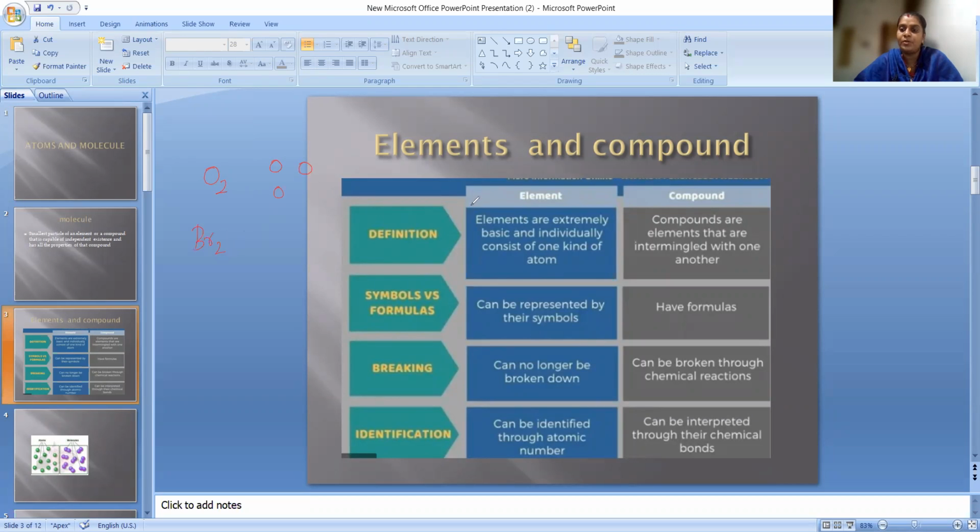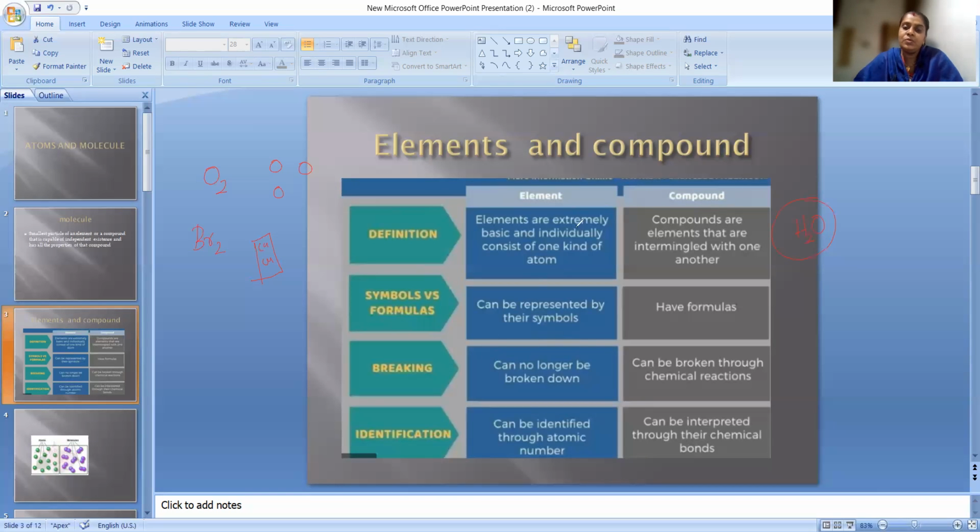If you take a copper rod or a gold rod, the full copper rod consists of copper atoms. That is why copper is called an element. But what about a compound? There is a difference. Water is an example of a compound. It consists of a combination of different types of elements. A compound always consists of more than one type of element. Hydrogen is one element, oxygen is a different element, and they combine chemically and we get a compound.